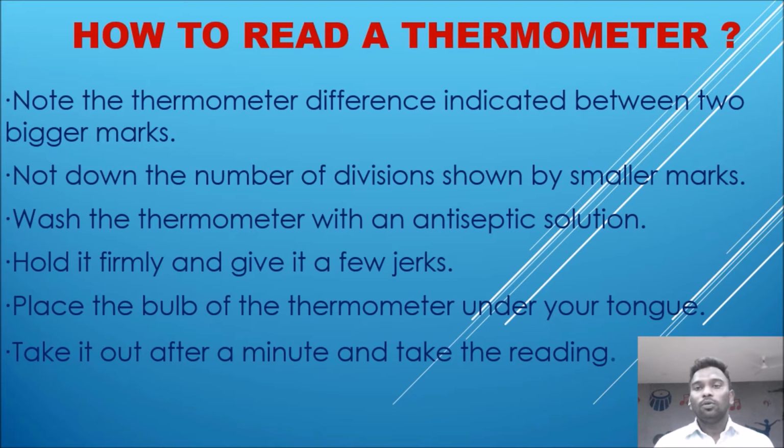After noting down the temperature of the body, we have to give a few jerks until the mercury settles down to the reading of 35 degrees Celsius, right? It takes 1 minute to absorb the heat energy from our body, and then it is ready to show the exact reading of the thermometer.